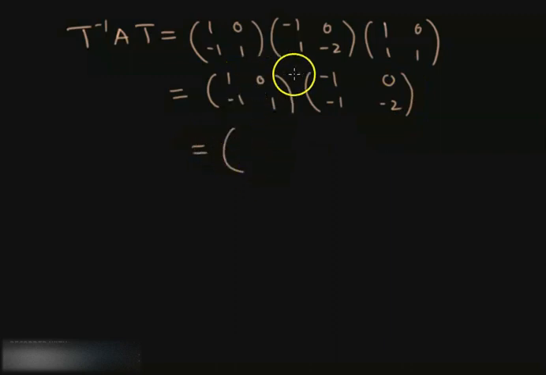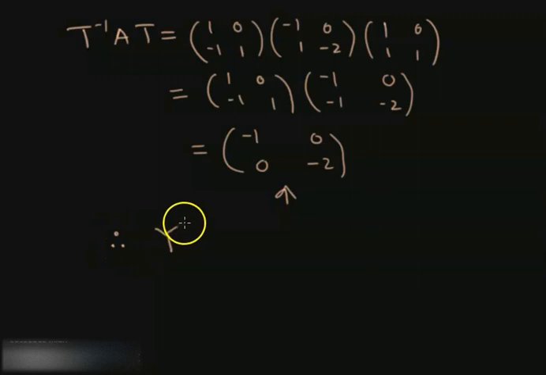Now we multiply these, so this is -1, and then this is going to be 0, this is going to be 0, and then this is going to be -2. So you can realize that now this T inverse AT is the canonical form, and I can now define a new dynamical system in the variable y, that is T inverse AT y.